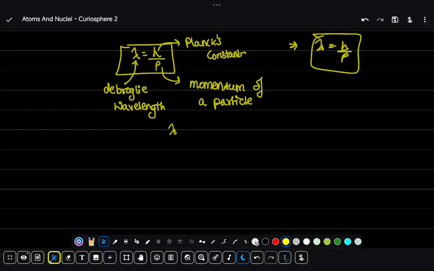Now you see, lambda is inversely proportional to momentum. Lambda is inversely proportional to mass into velocity. Our mass m, as human beings, is huge compared to subatomic particles or atoms, right? So as our mass is so high, our wavelength is so small that we are unable to see it. Our wavelength is negligible. Even though we have a wave nature, we are not able to perceive it because we have huge mass, right?